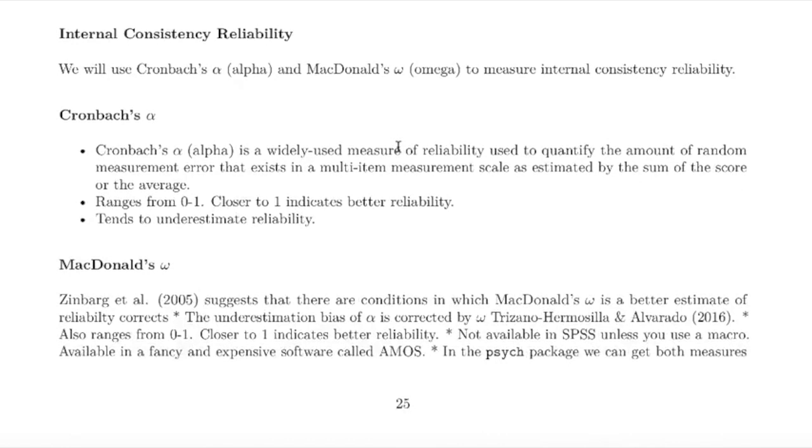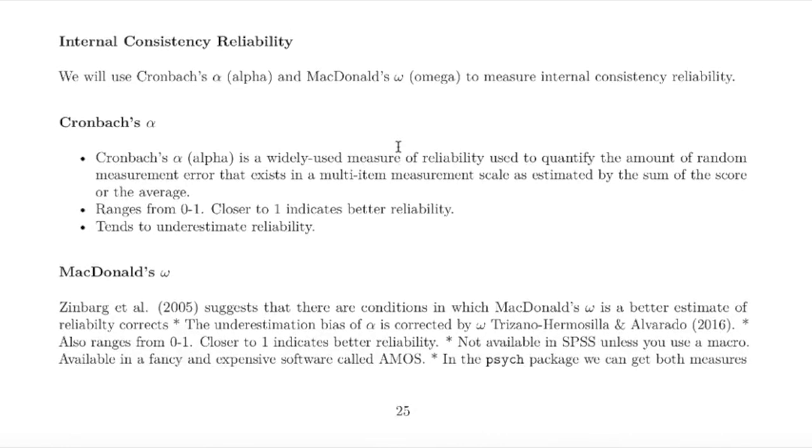Finally, I'm going to calculate internal consistency reliability. I'm going to show you 2 ways. There's the generic popular Cronbach's alpha, and then there's McDonald's omega. For reporting, there are actually like 5 of them. I just noticed Cronbach's is the most popular one, and McDonald's omega is the trendier one nowadays. So Cronbach's is widely used. It ranges from 0 to 1. Closer to 1 indicates better internal consistency reliability. It tends to underestimate the reliability.